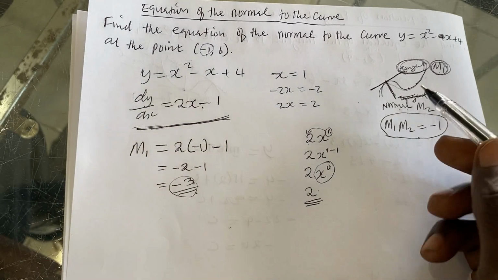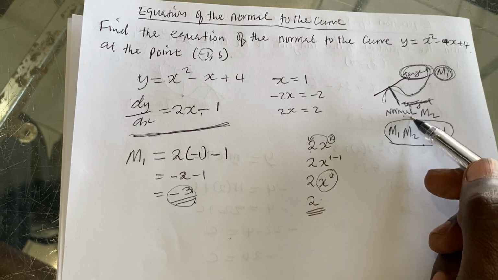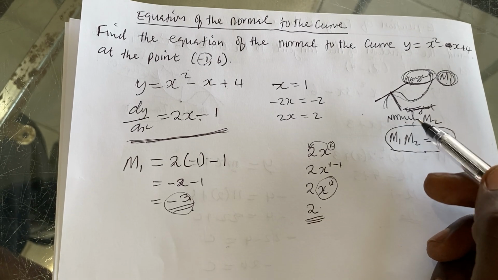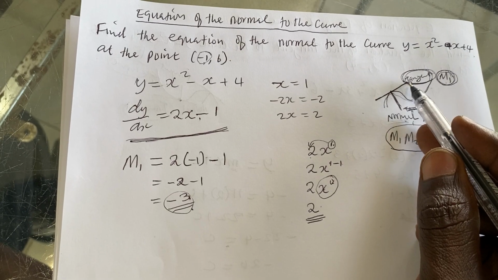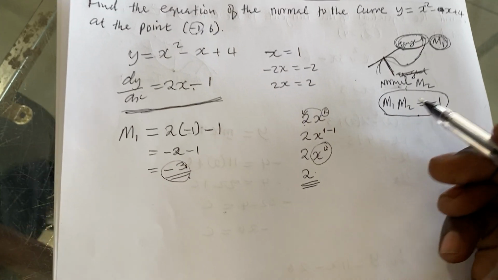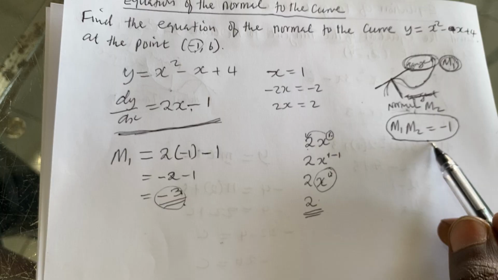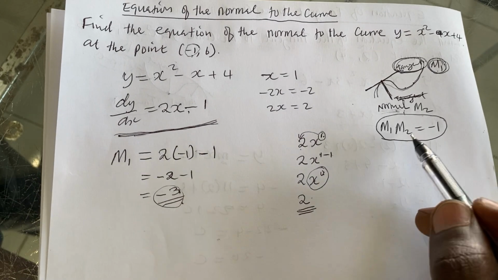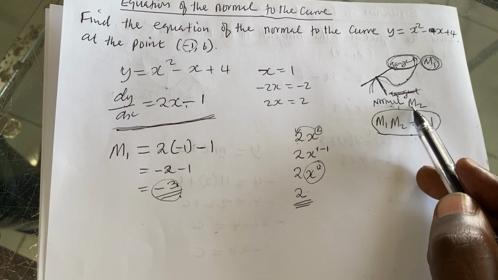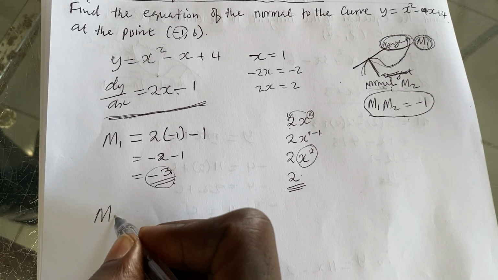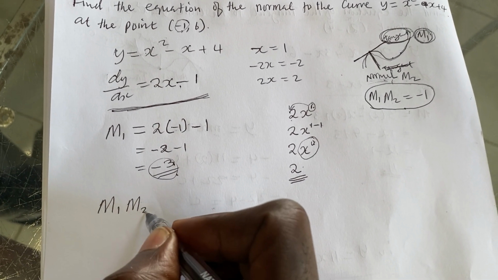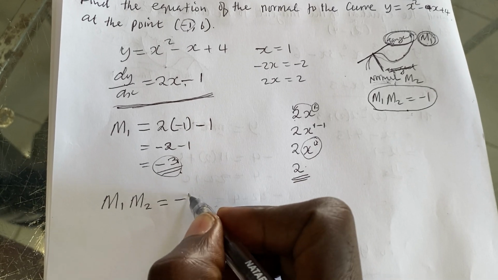So now since the tangent and the normal are perpendicular to each other, and we are interested in finding the equation of the normal, not the tangent, you go back to this formula, m1 m2 is equal to -1. Why do we find m2? Because we want to find the gradient of the normal. So we say m1 m2 is equal to -1.